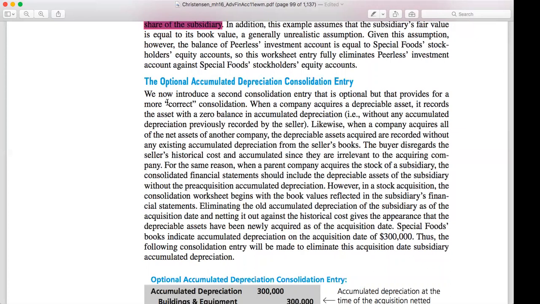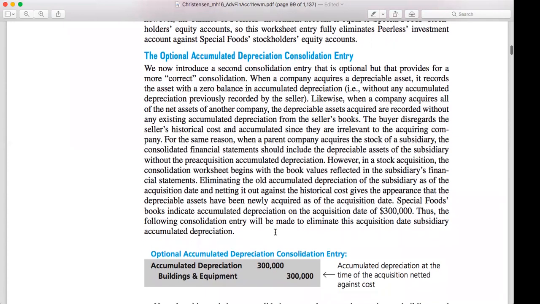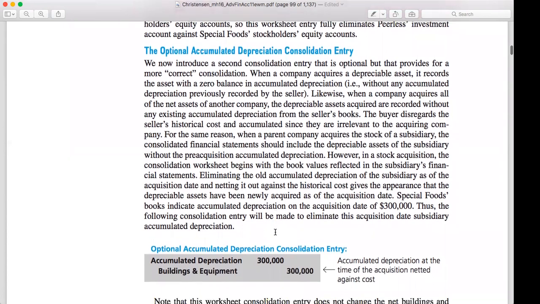When a company wants to acquire a depreciable asset, it records the asset with a zero balance in accumulated depreciation. So when a company acquires all of the net assets in another company, the depreciable asset is recorded without any existing accumulated depreciation. The buyer disregards the historical cost of the seller. It also happens when the parent company acquires the stock of a subsidiary. The consolidated financial statement will include the depreciable asset without any pre-acquisition accumulated depreciation.